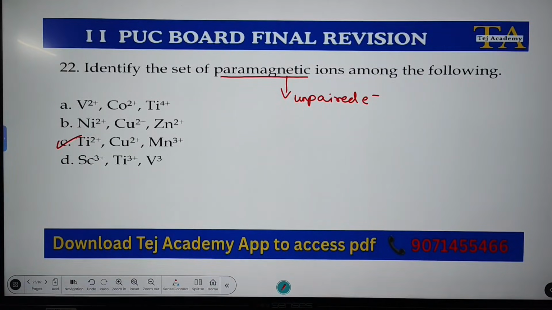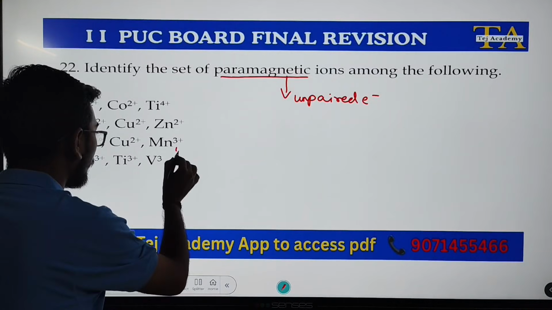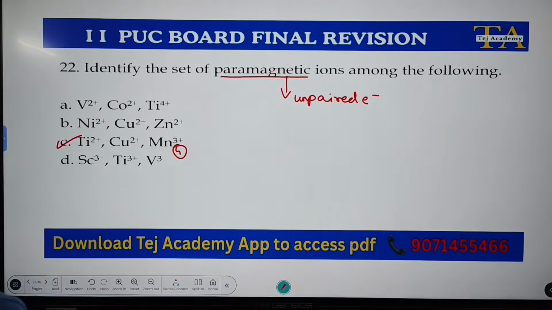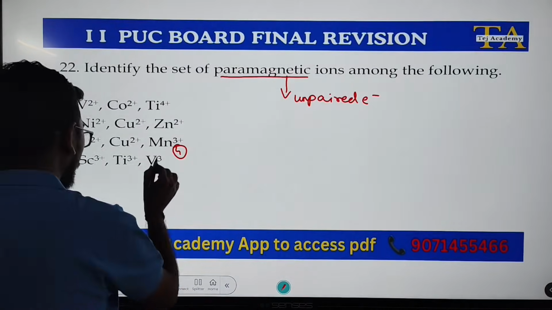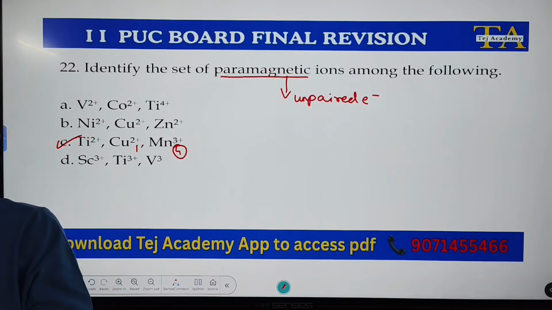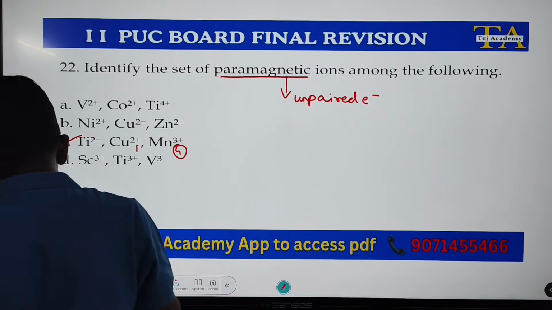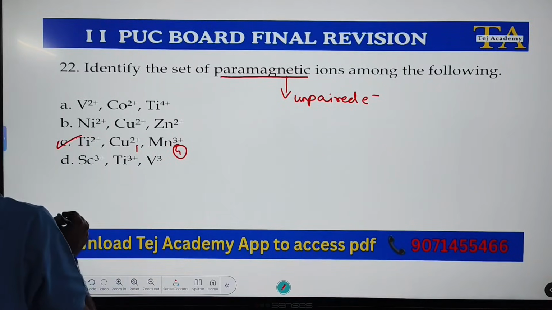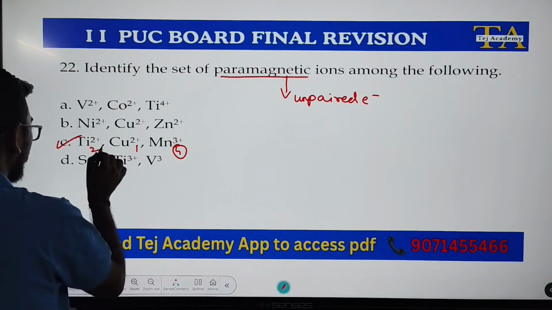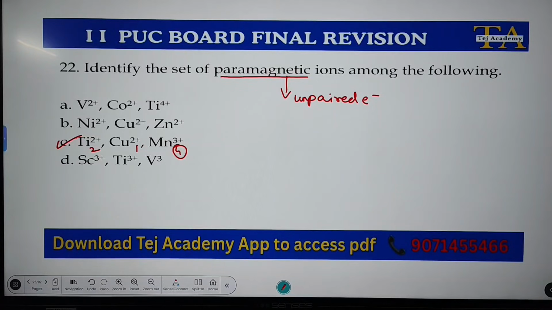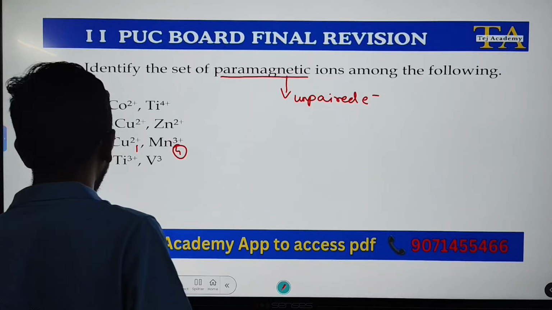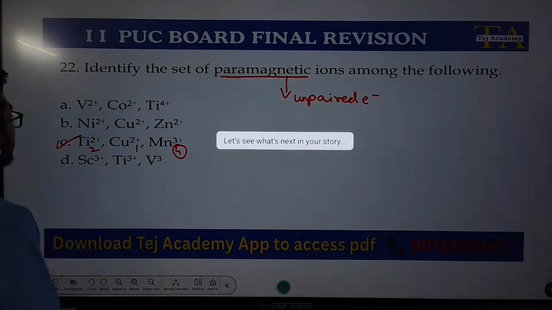Titanium 2+, copper 2+, manganese 3+. So if you write the electronic configuration, then easily you can get it. In Mn3+, we have 4 unpaired electrons. In copper 2+, you will get 1 unpaired electron. In titanium 2+, you will observe 2 unpaired electrons. So we are going to observe the maximum number of unpaired electrons here. So option C is the right answer.